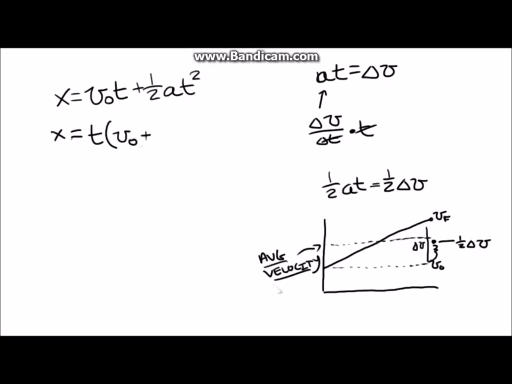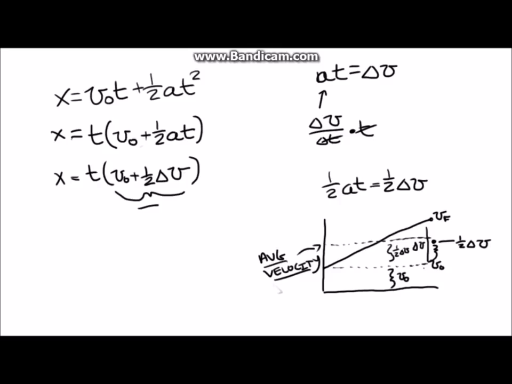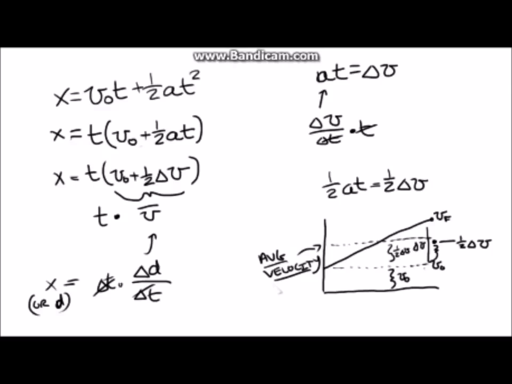But let's go back to the equation. So x equals t times v0 plus half at. That's just factoring out the t. And so v0 plus half at, as we said from the graph on the bottom, is just average velocity. And average velocity is the total displacement over the total time. And so when you multiply the average velocity by t, then you just get change in d, or x.